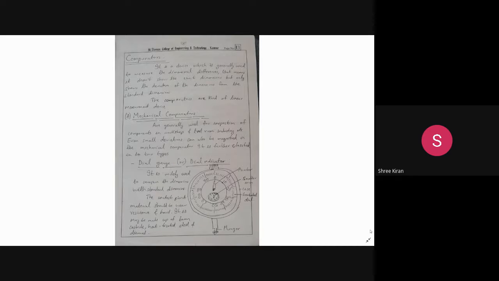A comparator is a device which is generally used to measure the dimensional difference. That means it does not show the exact dimensions, but only shows the deviation of the dimensions from the standard dimension.